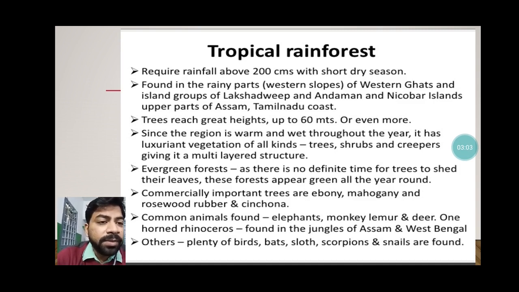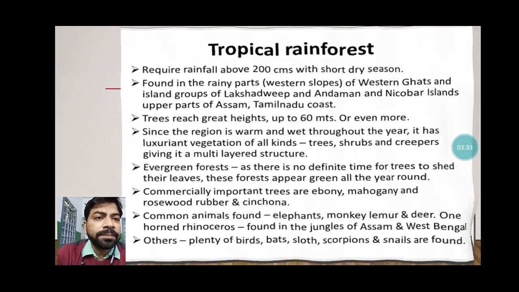Common animals found are elephants, monkeys, lemur and deer, and the one-horned rhinoceros found in the jungles of Assam and West Bengal. Plenty of birds, bats, sloth, scorpions and snails are also found. So these are the flora and fauna which are present. A number of vegetations and fauna are present, especially small animals. Elephants you will find somewhere, but it is very rare.